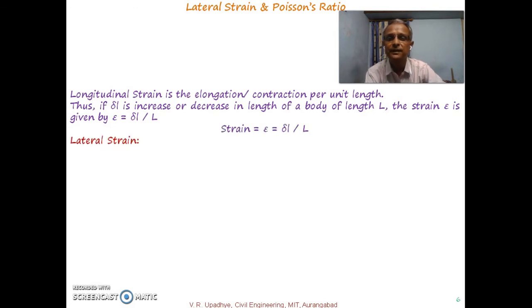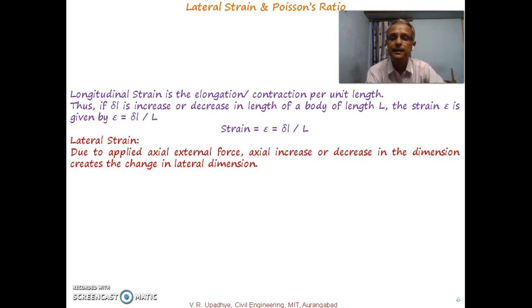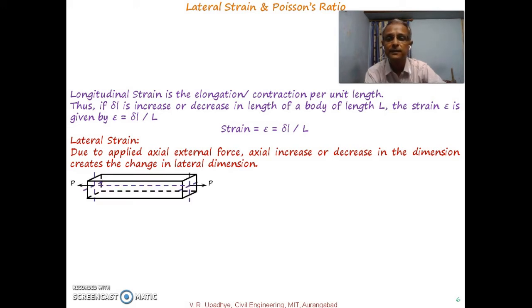This we have already discussed, and now let us try to understand what we mean by lateral strain. Due to applied axial external force, the axial increase or decrease in the dimension creates a change in lateral dimension. So if the force is applied along the length, there will be some change in diameter or width or height, whatsoever the cross section is. So try to understand this diagram.